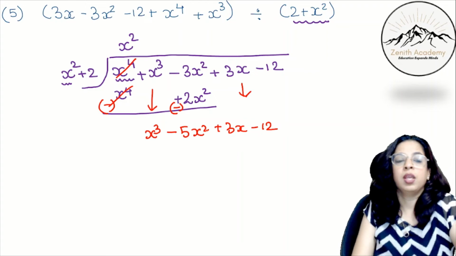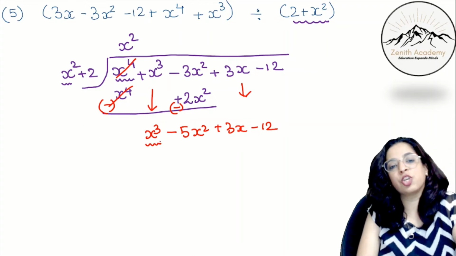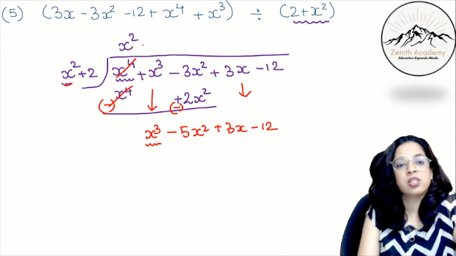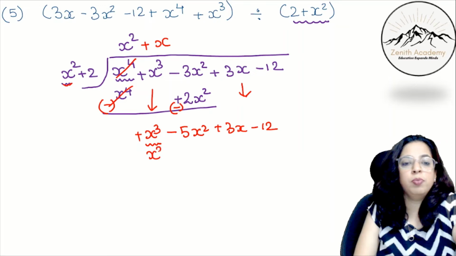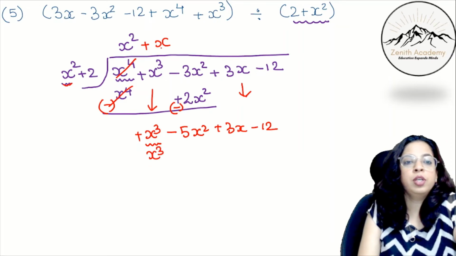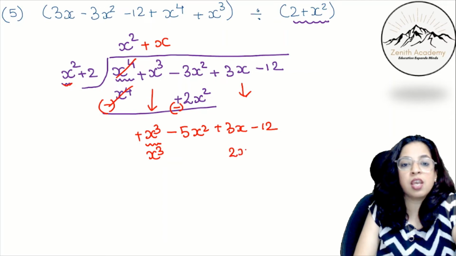Got it? Now see, there is x cube and this is x. So, plus sign is there because this is plus. x square into x will give you x cube. Now, 2 into x will give you 2x. So, I will not write 2x here. I will write 2x here.